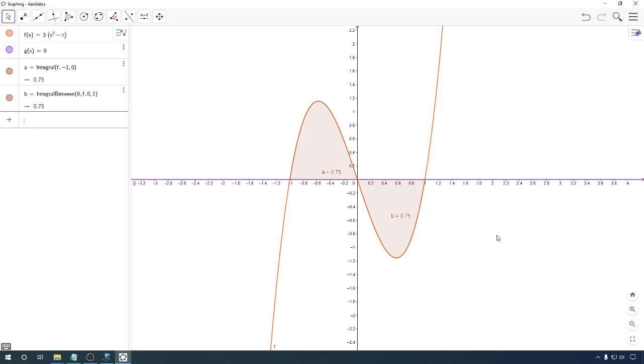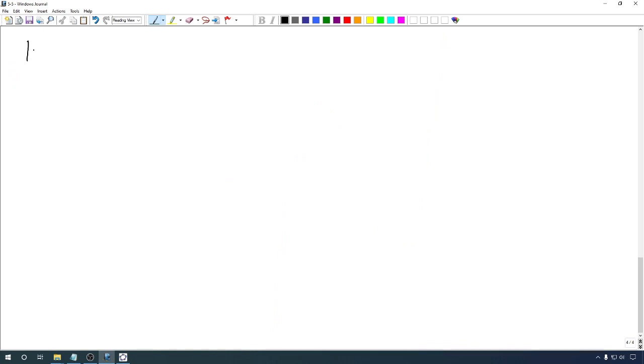So we have 2 copies of 3/4, and the total area is 3/2. Next, let's do problem 16. In problem 16, they're asking us to find the area between the curves negative x cubed plus 3 and y equals x. But they also give us 2 other curves. Well, they're limits. We're going from x equals -1 to x equals 1.